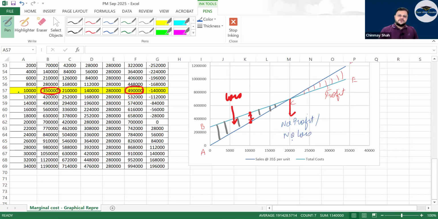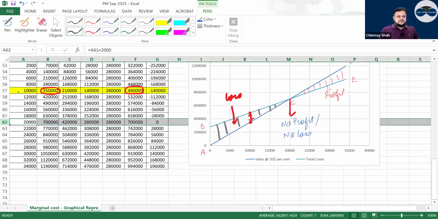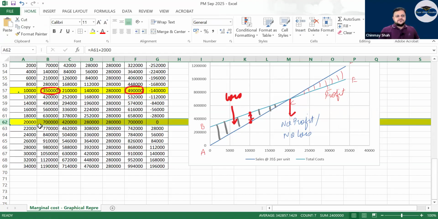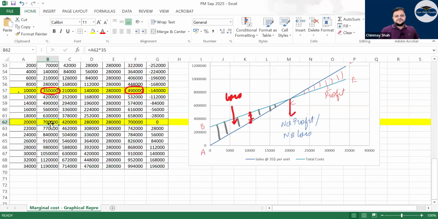No profit, no loss. Okay with it? Any problem? That means, can I say at 20,000 units, or somewhere around a sale of 700,000, we have the no profit, no loss treatment. Correct? Everybody okay with this? Any problem with this? No profit, no loss. Loss area, profit area.